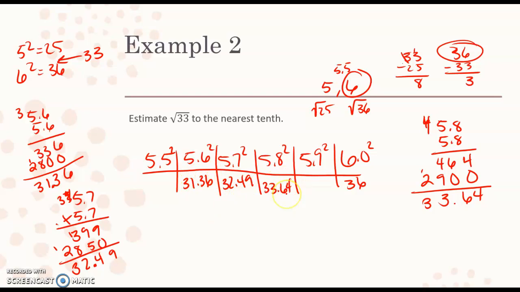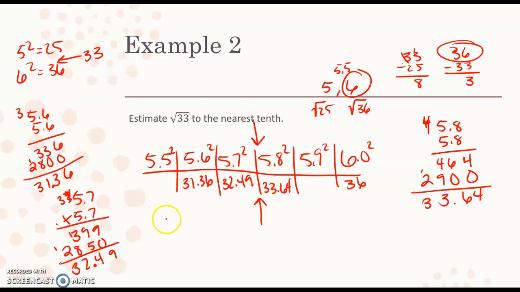At this point, I can stop my table. Again, you don't need to keep squaring numbers if you already have one number below and one number above your 33. You want the closest consecutive ones on the top row where our 33 fits between. And so that is between 5.7 and 5.8.